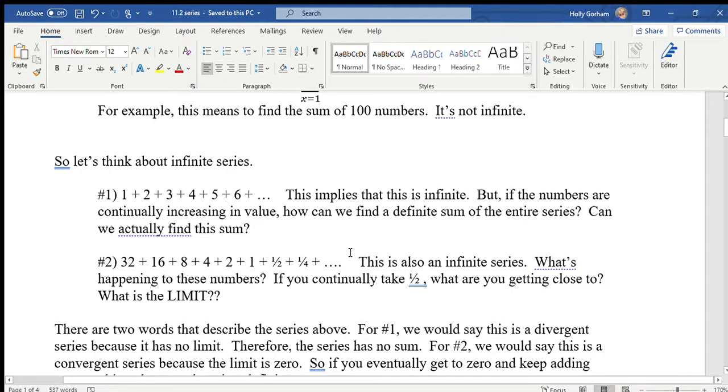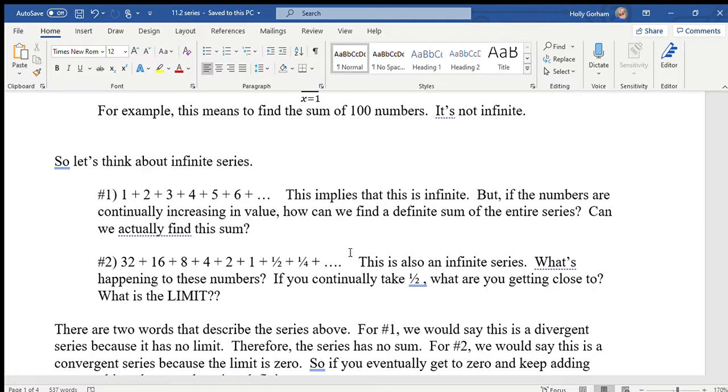So let's say this first one here, you've got 1 plus 2, 3, 4, 5, 6, and so forth. This implies that it's infinite because of the dot, dot, dot. But also look at your numbers. Notice that they're all increasing. So if I were to say to you, find the sum of this infinite series, how can you find one sum if your values are continually increasing? We could find the sum of 1 through 6 right here, but then if we add 7, that's going to increase, and if we add 8, that's going to increase, and add 9. So how do you find the sum? Can we actually do this?